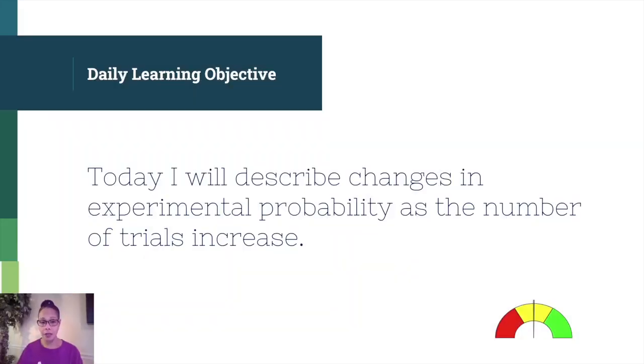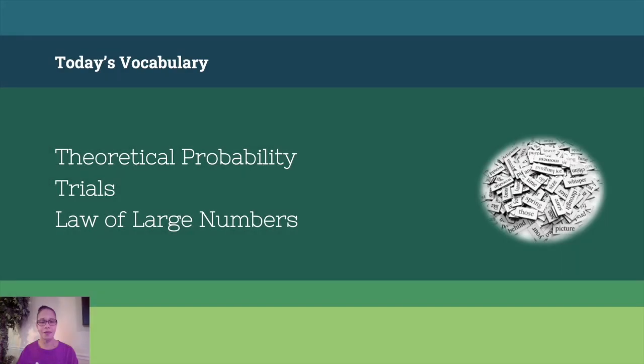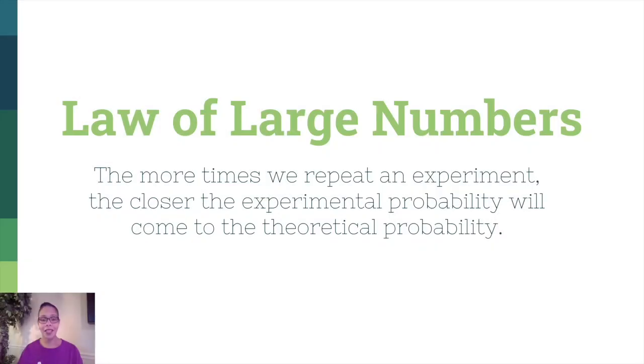Today's learning objective is to describe changes in experimental probability as the number of trials increase. So we are doing a continuation of our learning objective from yesterday. Today's vocabulary terms are theoretical probability, trials, and law of large numbers. It is important that we're continuously exposed to this theory, the law of large numbers, which means that the more times we repeat an experiment, the closer the experimental probability will come to the theoretical probability.